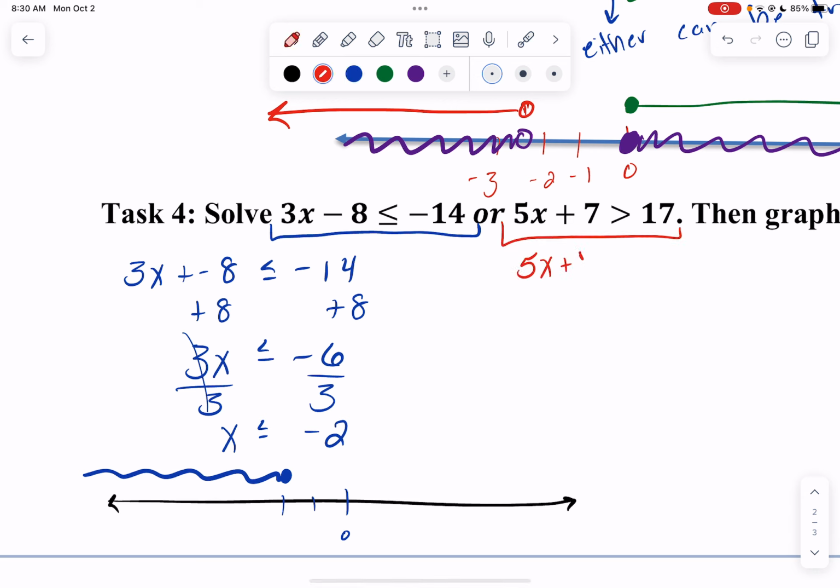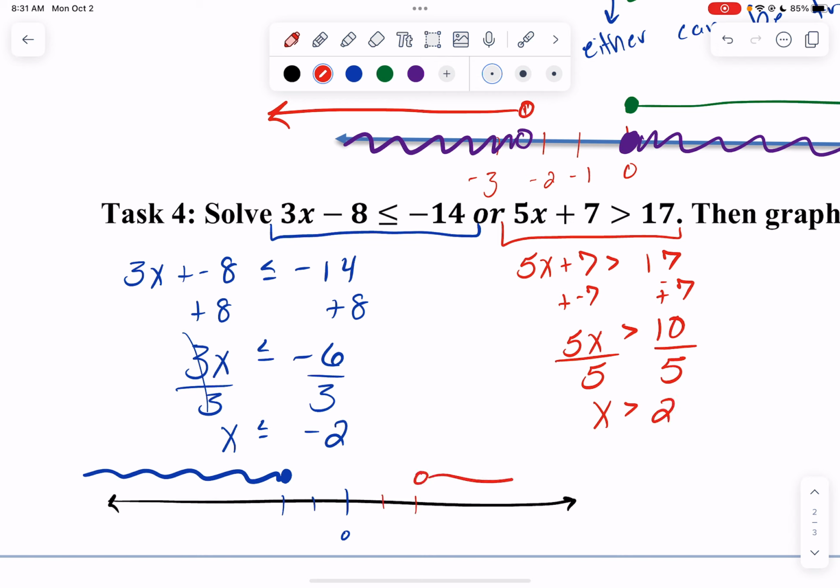5x plus 7 is greater than 17. So I'm going to add a negative 7 to both sides. So 5x is greater than 10. Divide both sides by 5. X is greater than 2. So here's 2, shaded this way. So for my combined graph, since this is an or, either can be true. We just graph both pieces. So from here on down, and then from here on up.